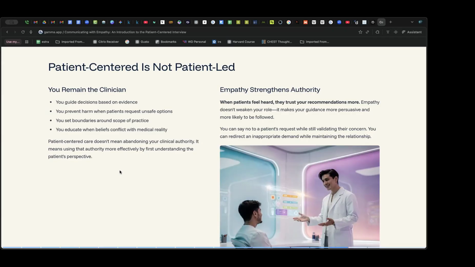So we can take 2 minutes to just step outside for a moment so you can change the landscape and you can acknowledge the emotional trauma you just went through right now that went under our skin. Okay? You remain the clinician. The empathy strengthens the authority. You do not let the patient take charge.